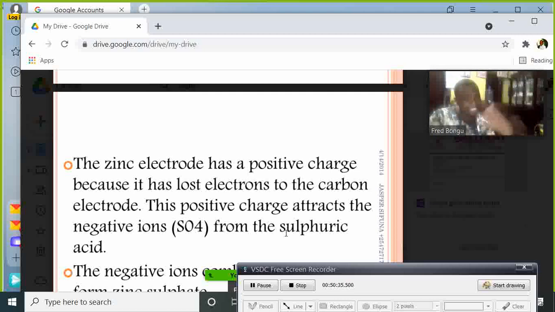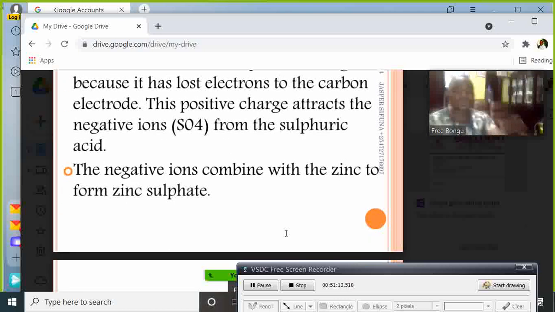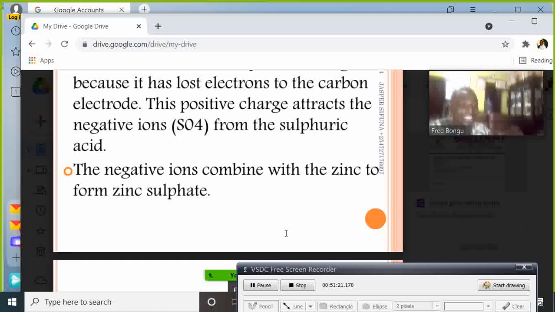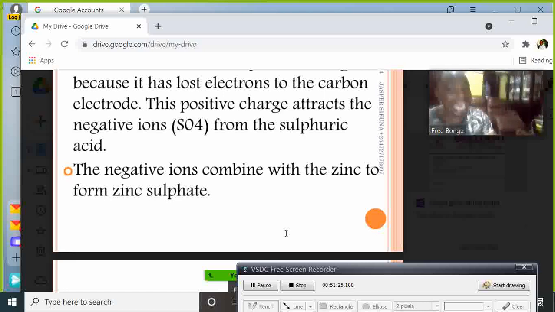Now, this zinc, which is positively charged, attracts the negative ions from the sulfuric acid, our electrolyte. Remember, the electrolyte has hydrogen ions and sulfate ions. The sulfate is negatively charged and the zinc is positively charged. The hydrogens are attracted to the electrons that have gone to the carbon, and the positively charged zinc is attracted to the negatively charged sulfate ions. Zinc will combine with the sulfate, and we end up forming zinc sulfate. So zinc sulfate is going to be formed at the negative plate.